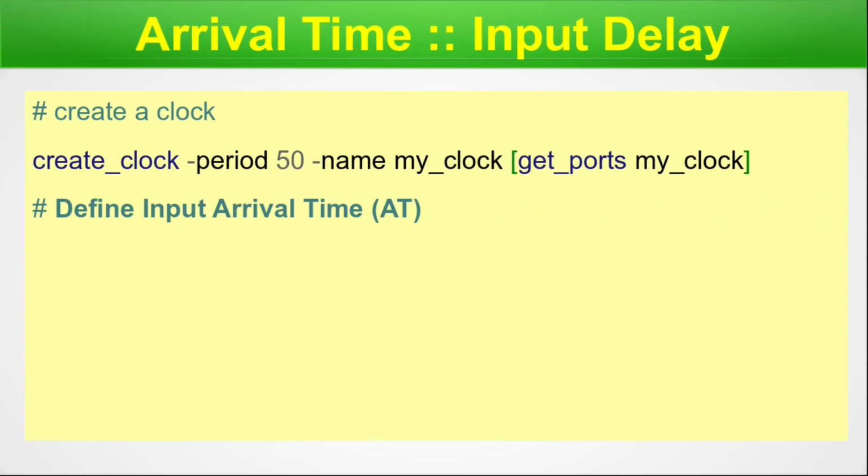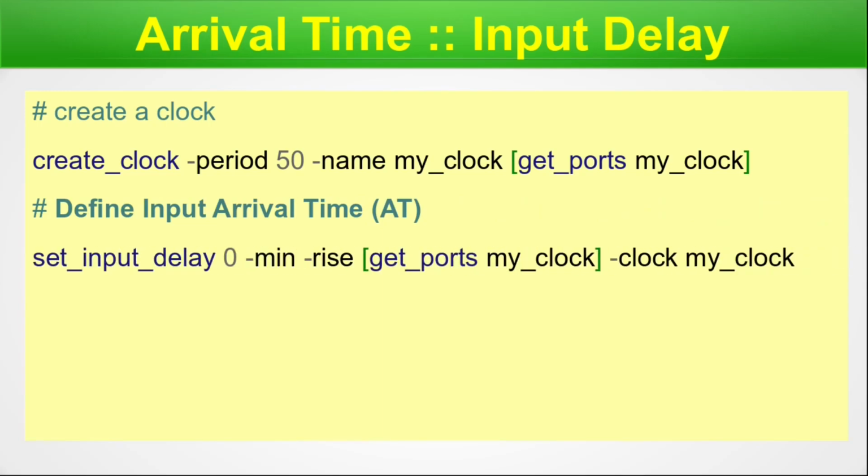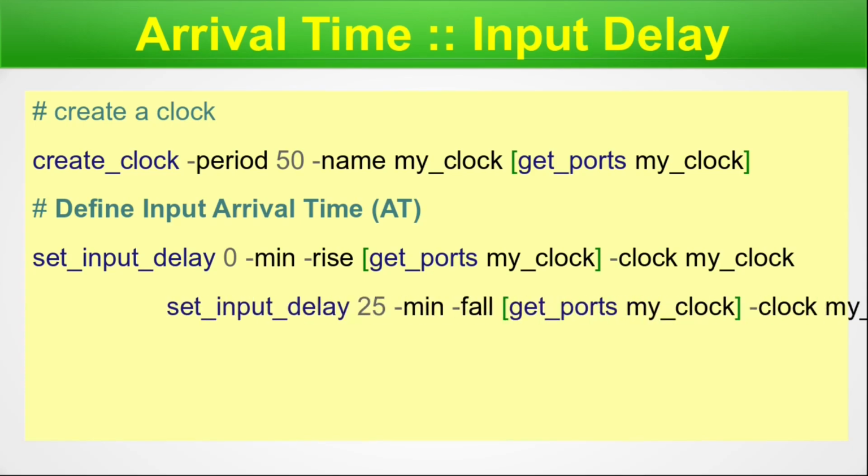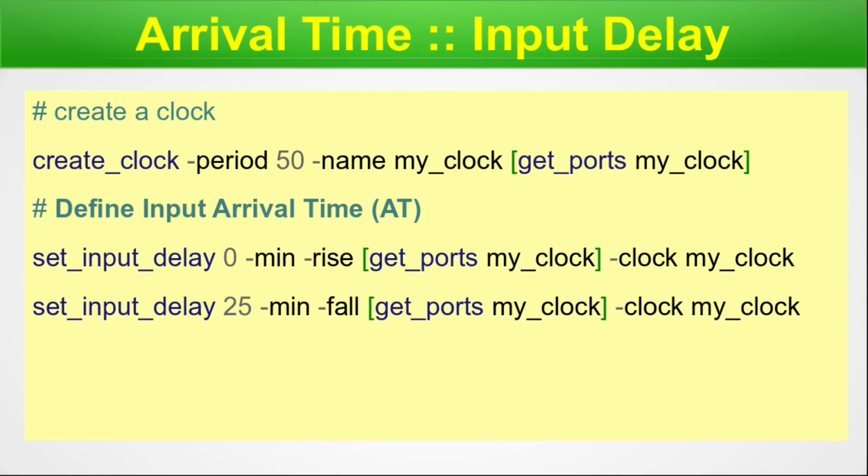Defining input arrival time, that is AT. Set input delay 0 minimum, then rise for the ports, get ports my clock. So here we set the rise time delay. Clock is my clock. Here the delay is 0. Set input delay 25, that is minimum, that is dash fall for falling edges. Get ports my clock to get all the ports of this clock, and then the clock name is my clock.